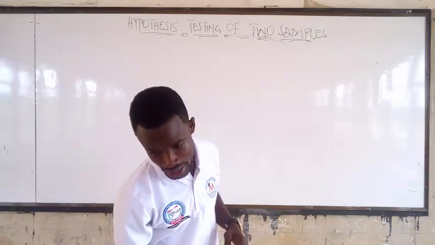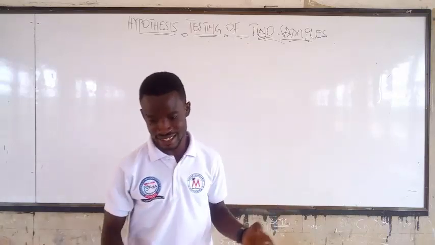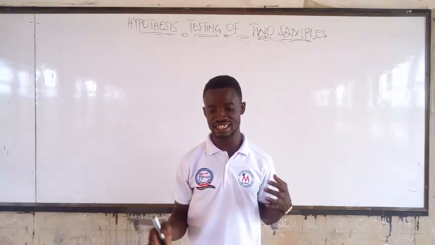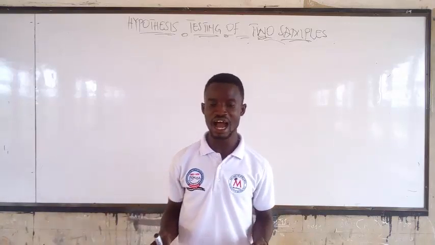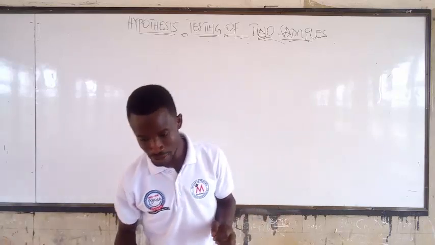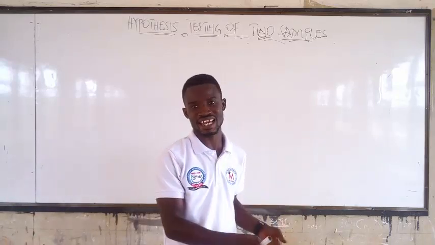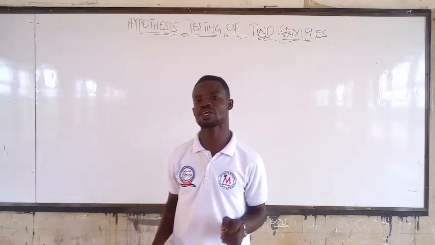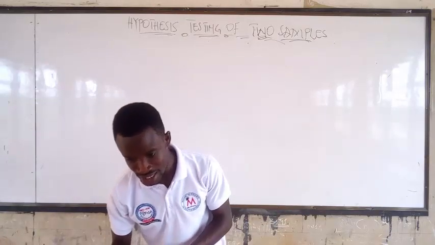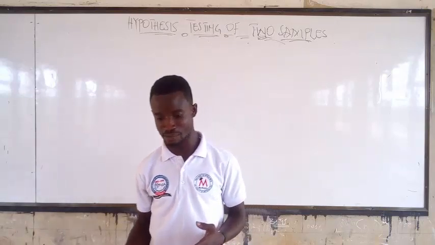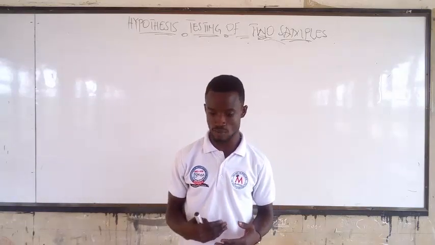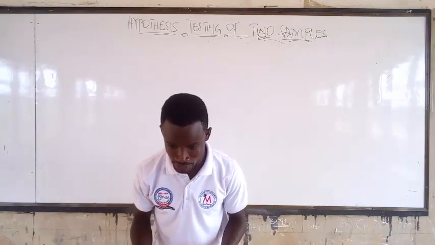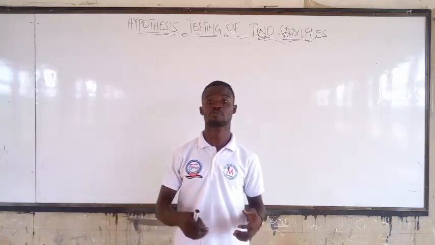Here we are going to look at testing the difference between means. Testing the difference between the means, we have independent and dependent. Under the independent, we have the one dealing with the large sample and the one dealing with the small sample. We will also be looking at testing the difference between proportions if possible.